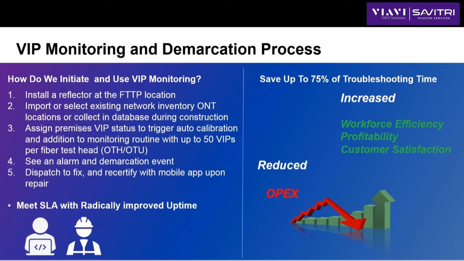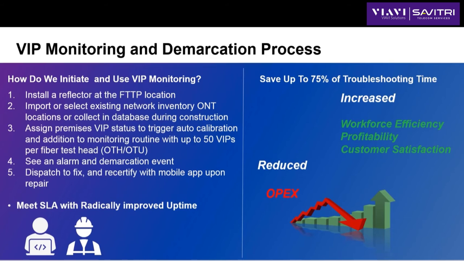People subscribe, unsubscribe. So we need to have capacity for all three phases of the life cycle at any given time. Then the fourth step will be to see an alarm, right? And look at our demarcation reporting. And then finally, we'll dispatch to fix, recertify with our mobile app. And once we've repaired it and cleared the alarm, make sure that our network is back working and we've got reporting to analyze after that, okay? So we're going to meet our SLAs and we're going to have radically improved uptime.